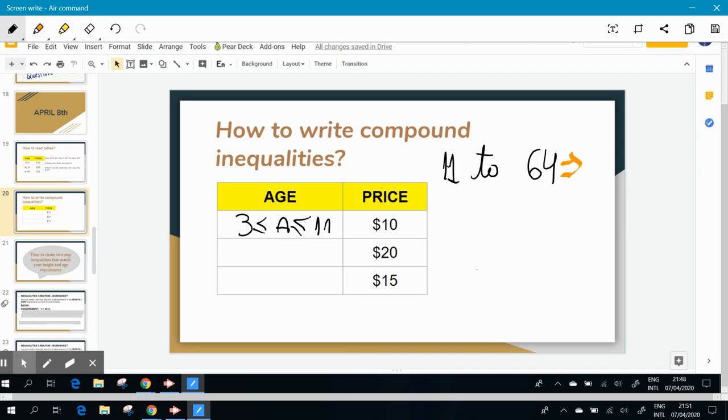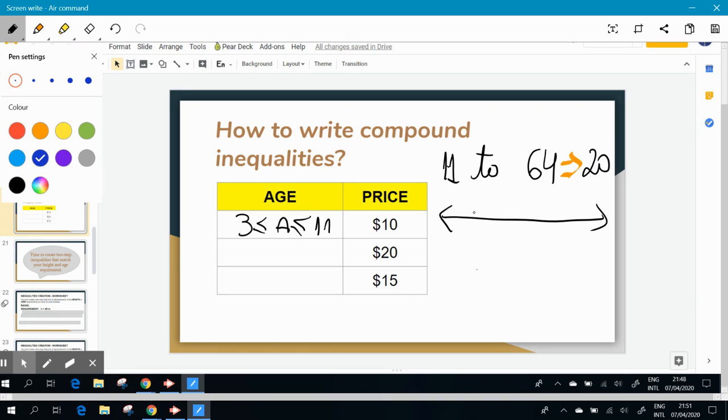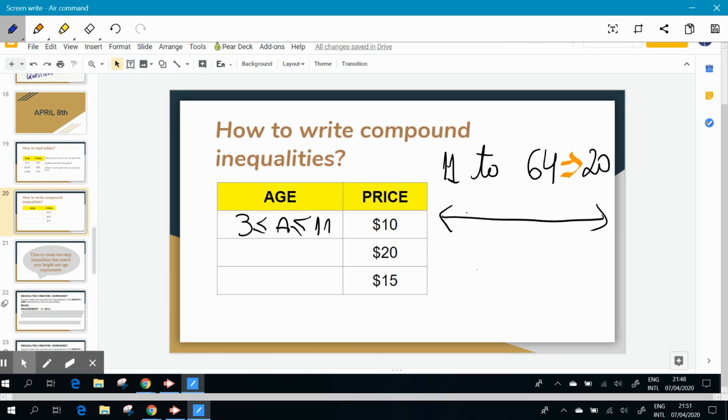will pay 20 bucks. So in terms of my math, my number line, I want people from 11, but now because I counted 11 here, my 11 is inclusive in my first inequality, my 11 is not included here, so it's an open dot. And I will include people who are 64 here. Okay, so 63.9, 63.99 until 64. And here people who are 11 are not included.